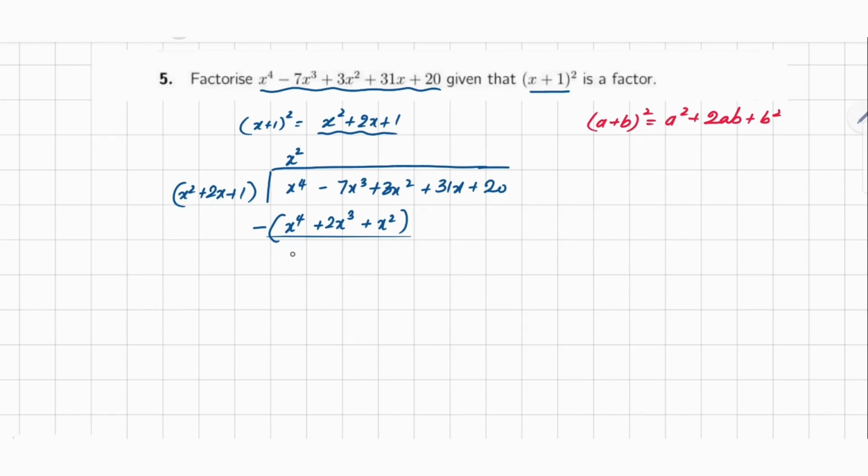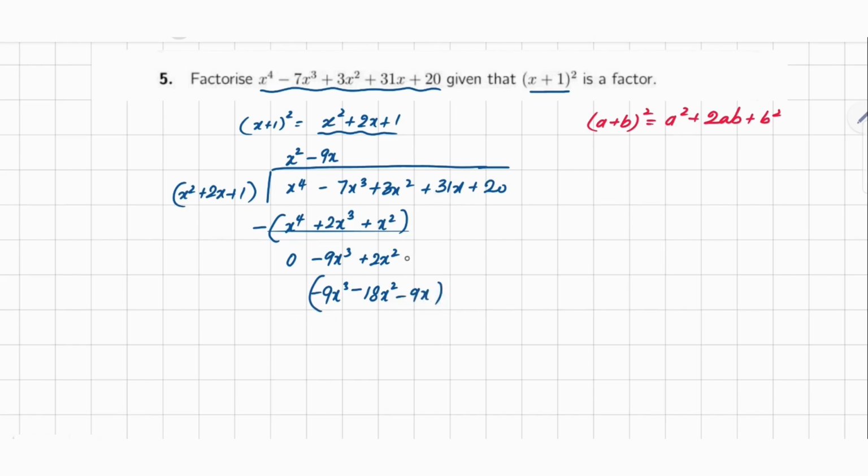So x to the power 4 minus x to the power 4 is 0. Minus 7x cubed minus 2x cubed is minus 9x cubed. 3x squared minus x squared is 2x squared. Next we need minus 9x cubed, so we multiply this with minus 9x. We have minus 9x cubed, minus 9 times 2x gives us minus 18x squared, minus 9x.